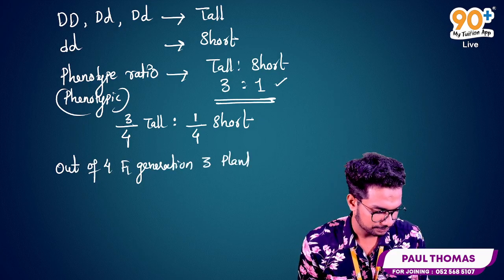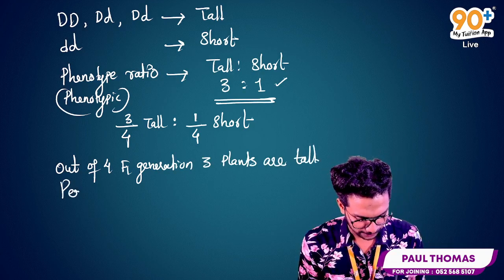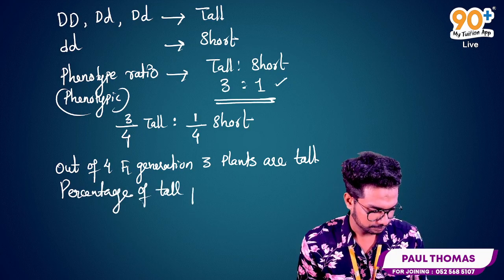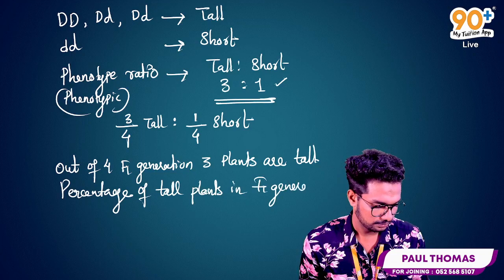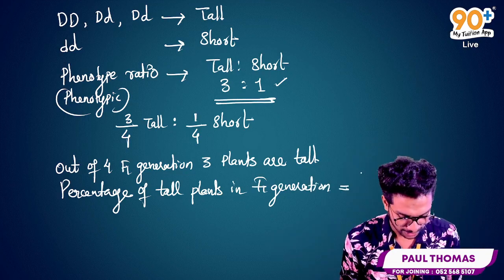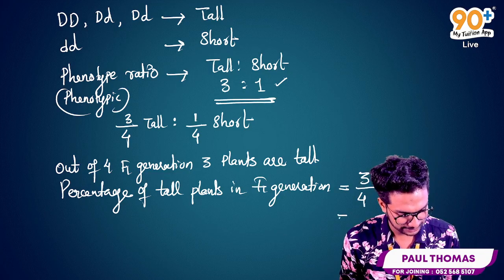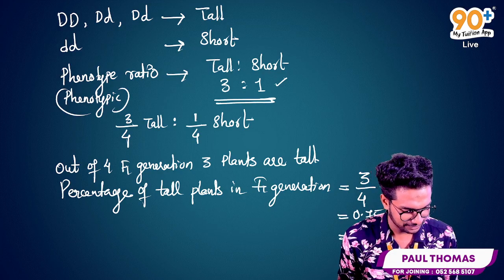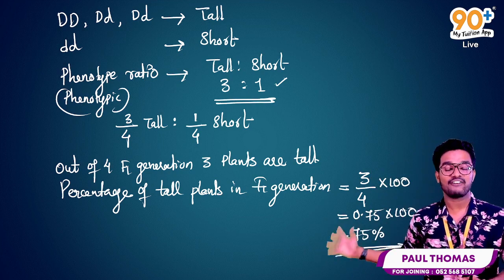Okay, then we need to, just mention a step, out of 4 F1 generation, 3 plants are tall. That means we need to find out the percentage of tall plants in F1 generation. Okay, so how can we find out the percentage of the tall plants in F1 generation? It's very simple. 3 by 4 into 100. That is equal to 0.75 into 100. That is equal to 75%, which is the right answer. We got it. The 75% as answer.